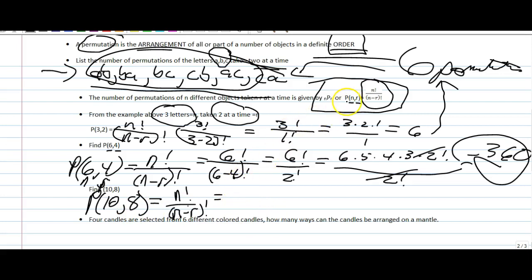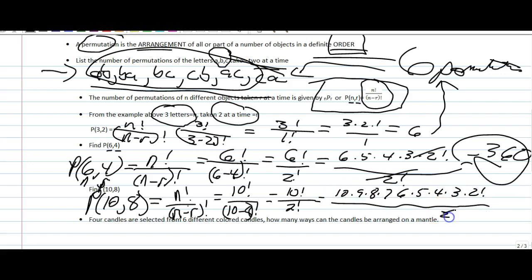So the formula that we have is the number of permutations, P stands for permutation, of n different objects taken r at a time would be equal to 10 factorial over (n minus r) factorial, which would be (10 minus 8) factorial, which is equal to 10 factorial over 2 factorial, which would be equal to 10 times 9 times 8 times 7 times 6 times 5 times 4 times 3 times 2 factorial, all over 2 factorial, and the 2 factorials will cancel, which is equal to 1,814,400 if you multiply 10 times 9 times 8 times 7 times 6 times 5 times 4 times 3.